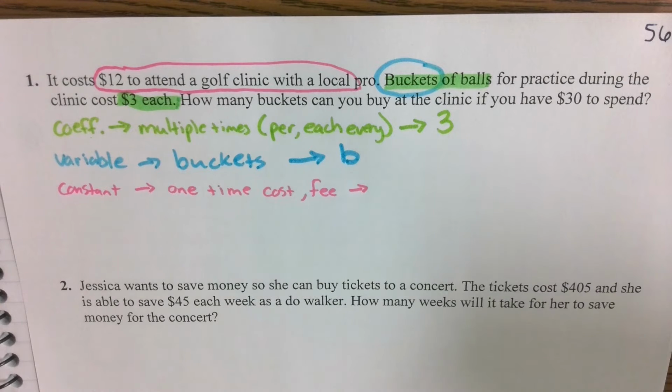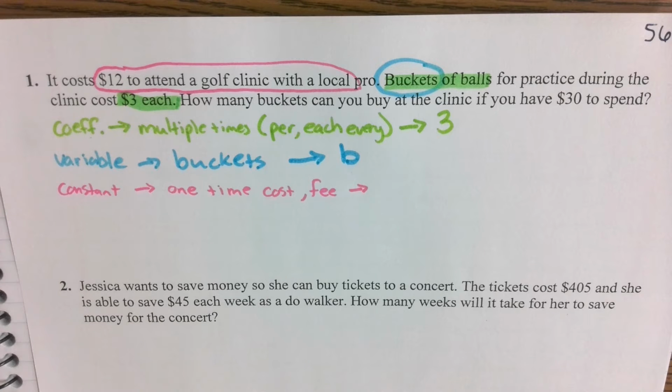It's kind of like bowling. You pay for your shoes, and then you keep paying per game. The shoes cost once. You just buy the shoes once. But the more games you want to play, the more money it's going to cost you. You pay per game, and that's it.